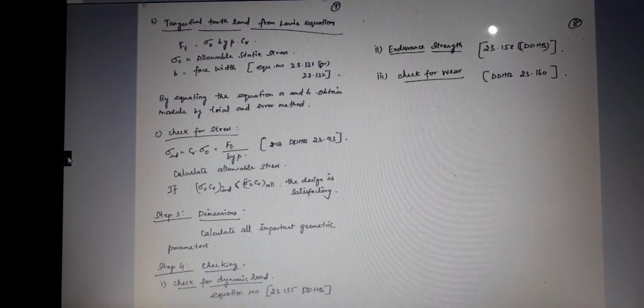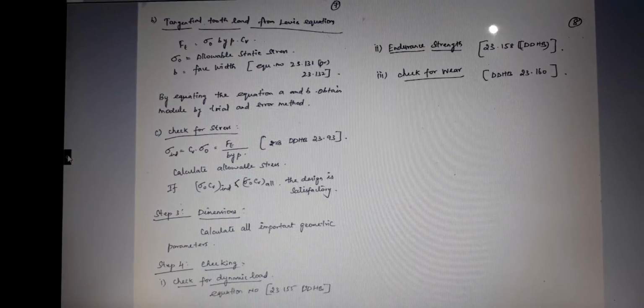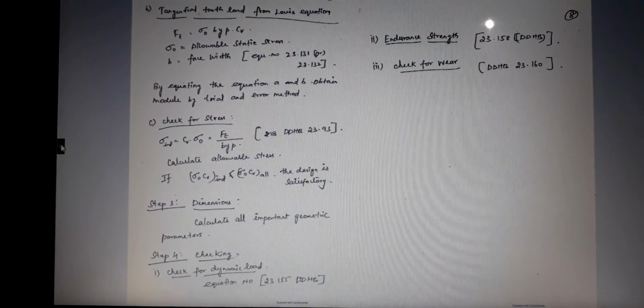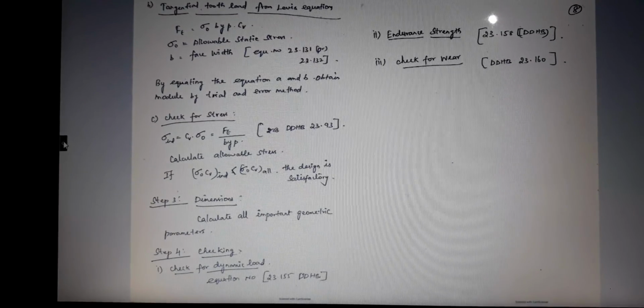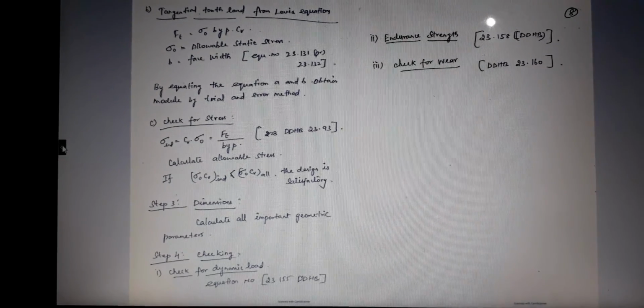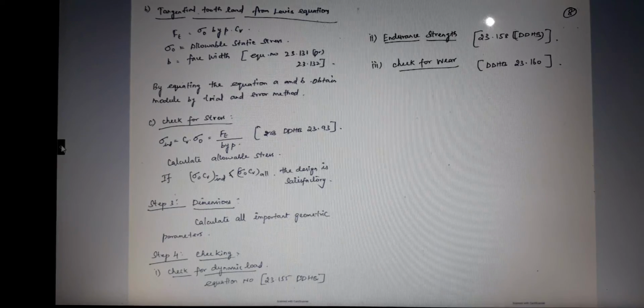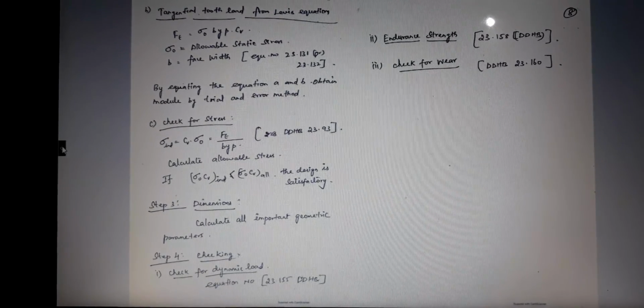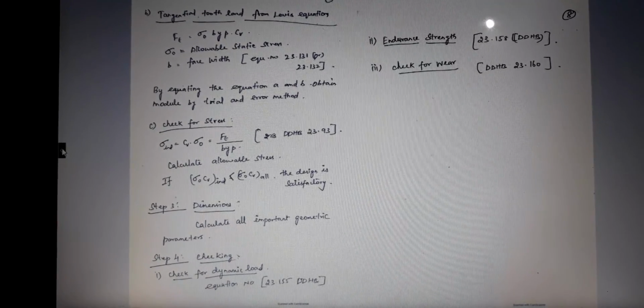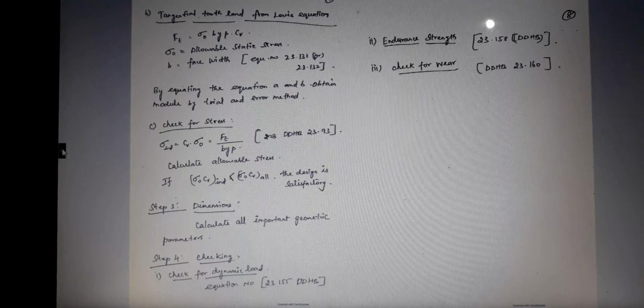Next, once the force analysis is over, you have to check for stress. The condition is induced stress. What is the formula for induced stress? That is allowable stress multiplied by velocity factor. That is, induced stress equal to allowable static stress sigma naught multiplied by Cv. What is meant by Cv? That is the velocity factor or dynamic factor. The formula is given from the Lewis equation. So, we have to calculate the induced stress, that is sigma naught Cv.